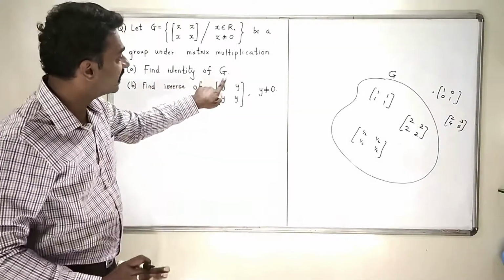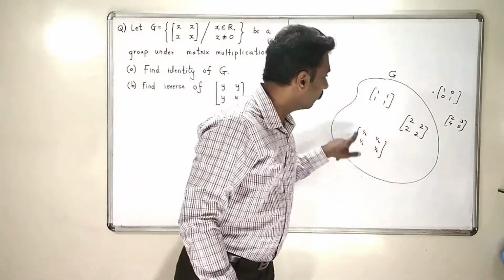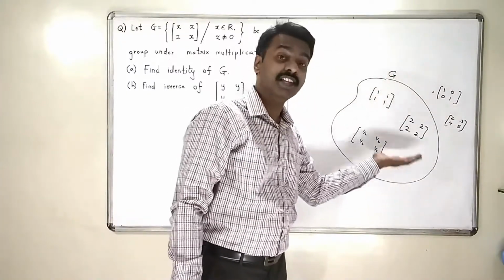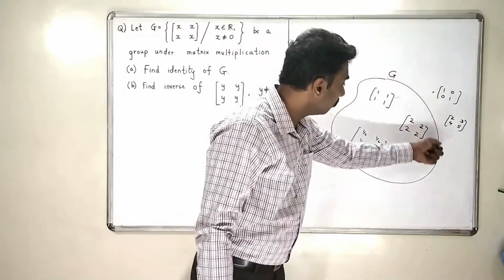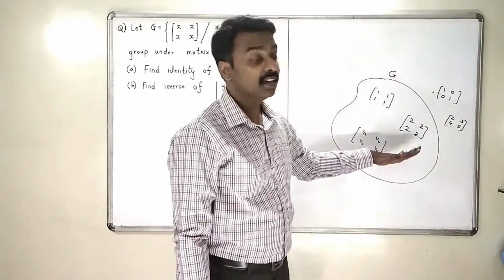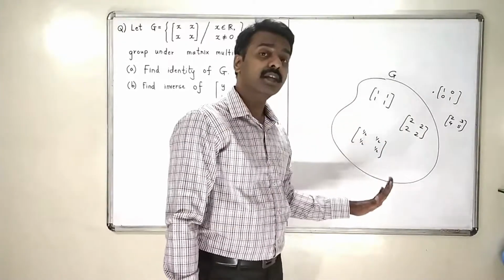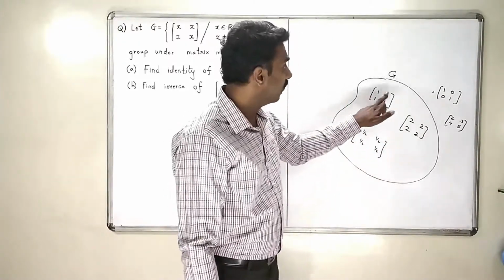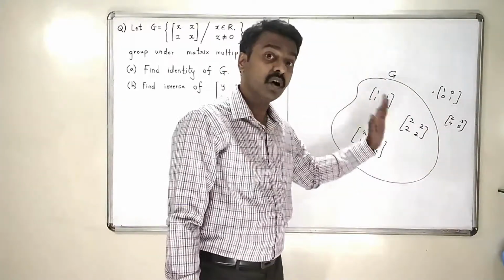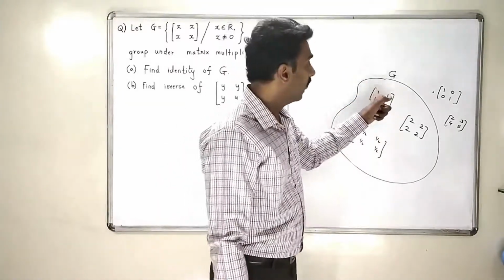Now you clearly see that the identity of this particular group cannot be our identity matrix because the identity matrix is not in this set. So we have to find an element in this set only which will work as the identity of the set. A very simple observation might tell you that 1, 1, 1, 1 should be the identity of the group, but that is actually not correct. So we have to be very careful when we are saying the identity.